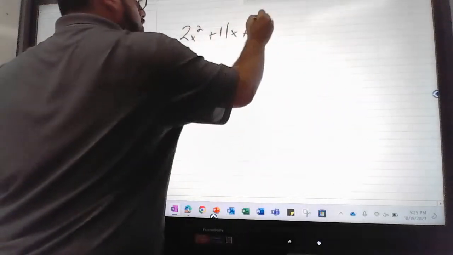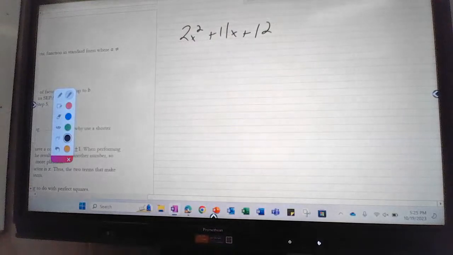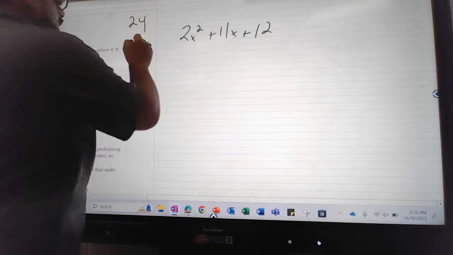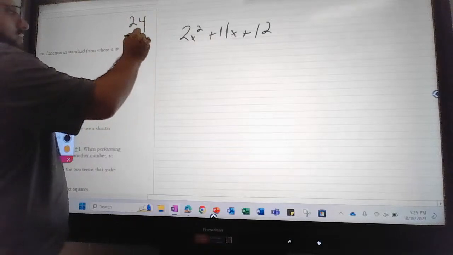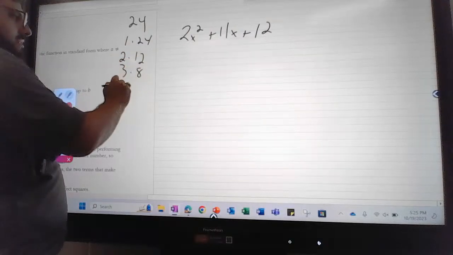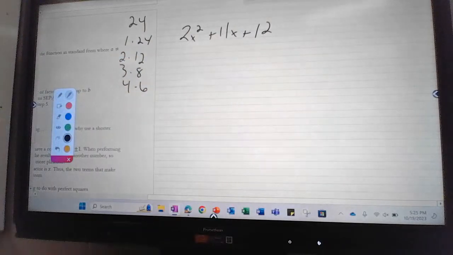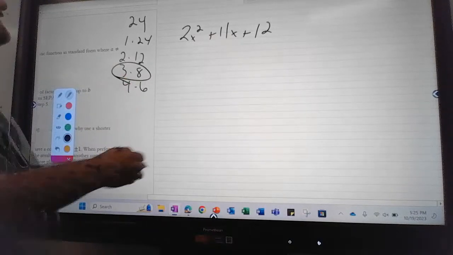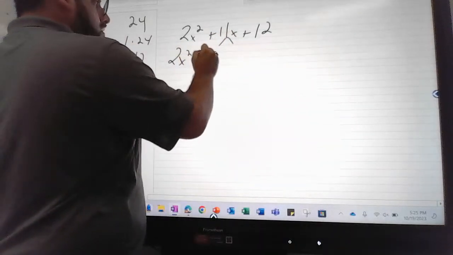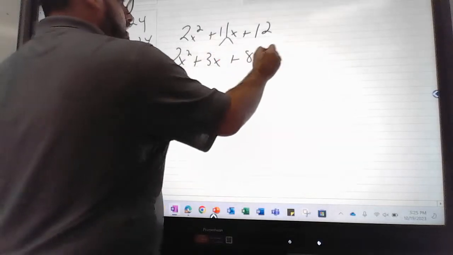All right, so this is 2x squared plus 11x plus 12, and I'm trying to factor that. Well, a times c, 2 times 12, is 24. Factors of 24 are 1 and 24, 2 and 12, 3 and 8, 4 and 6. Well, I know that 3 and 8 are going to give me 11. So now I'm going to rewrite 11x as the sum of those 2 terms, plus 3x plus 8x.